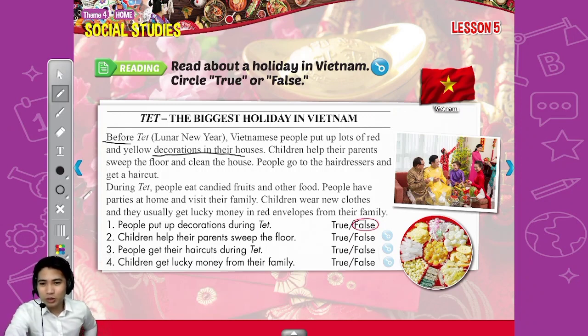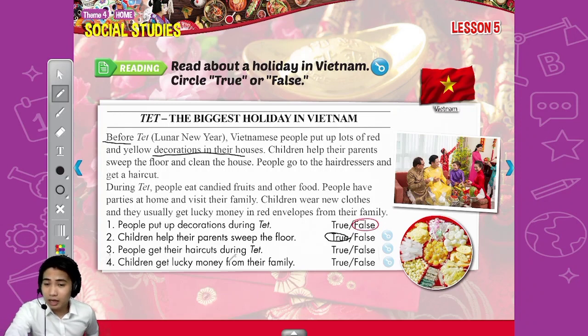How about number 2? Children help their parents sweep the floor. Are the children helping their parents to sweep the floor? Yes, it's true. Okay, let's see here. Children help their parents sweep the floor and clean the house. Therefore, the answer to number 2 is true. Okay, let's circle that. True on number 2.